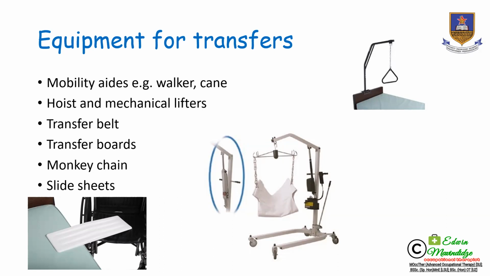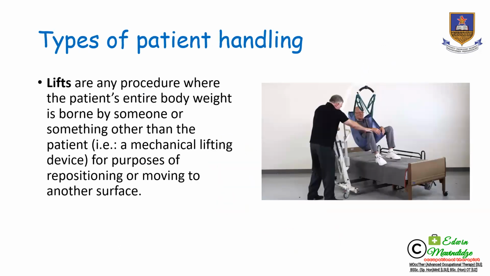Then the other thing that people use is a monkey chain. Usually, it's for bed mobility and making bed transfers. So it's attached to the bed, and the client can hold onto it, use the full force of their hands to then move from one place to the other. Then there are also what are called sliding sheets, which are put under the patient. Then you can use the whole sheet to move the patient from one surface to another.